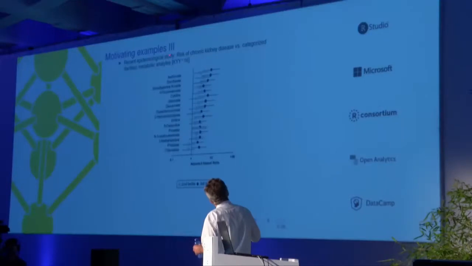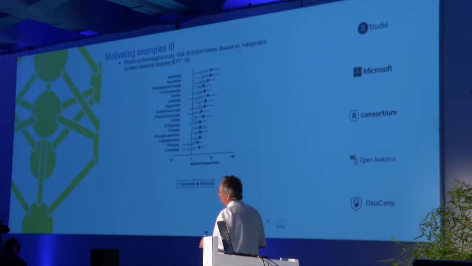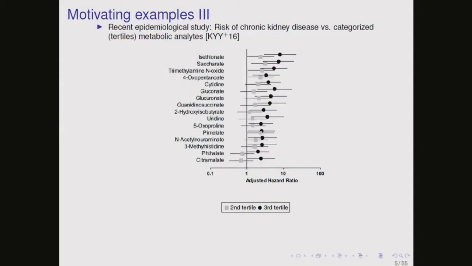This is a recent epidemiological study, and this is risk of chronic kidney disease, and then they have categorized the analyte. So the continuous endpoints they have categorized, very typically. And there are a lot of papers starting with Greenland in the 90s to show, oh my God, this is a power loss, don't do it. But they do it until now. Why do they do it? Because it's nice for interpretation.